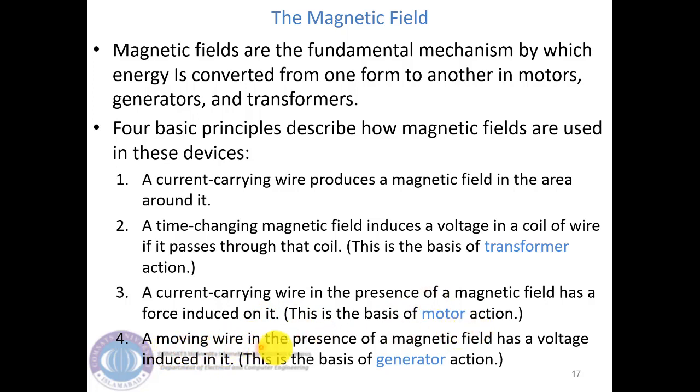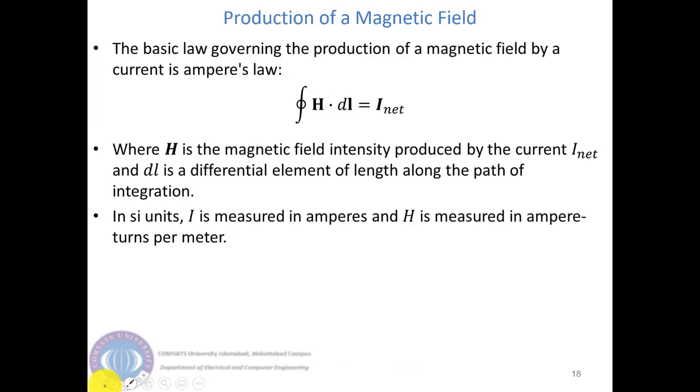And if we bring a moving wire in the presence of a magnetic field, and we move that wire in the magnetic field, there will be a voltage induced in it, and this is the basis of generator action. So this is what we have seen in the previous lecture. Now we will continue here with the production of a magnetic field.